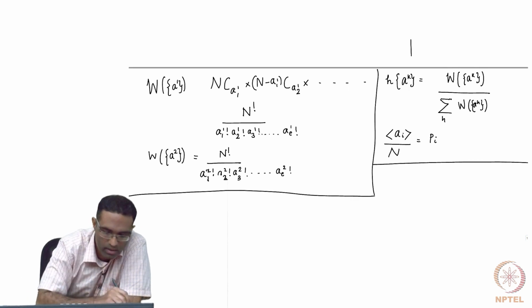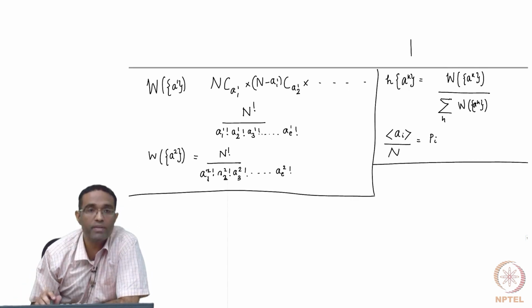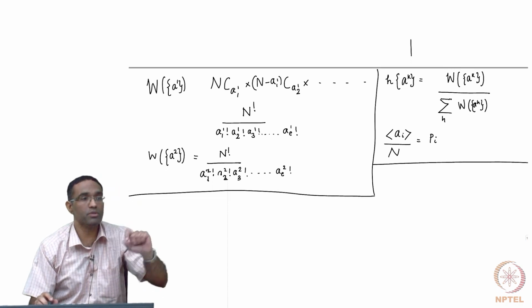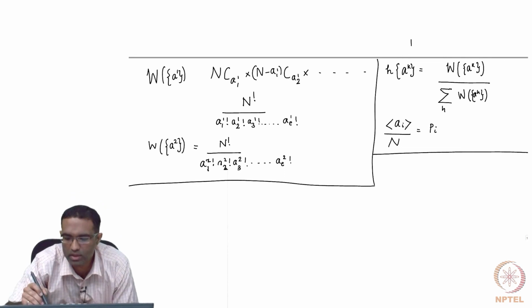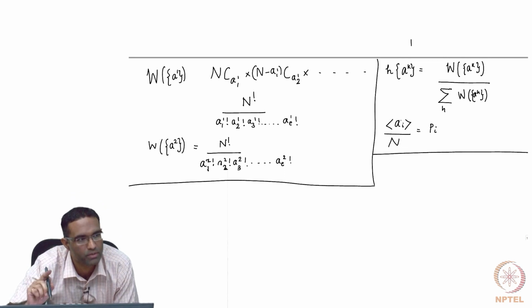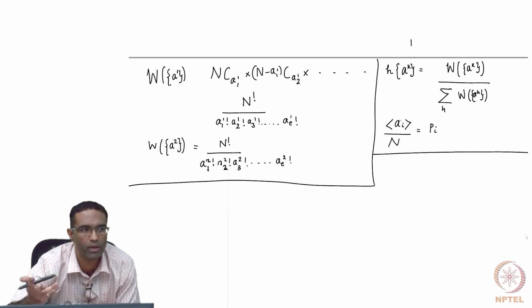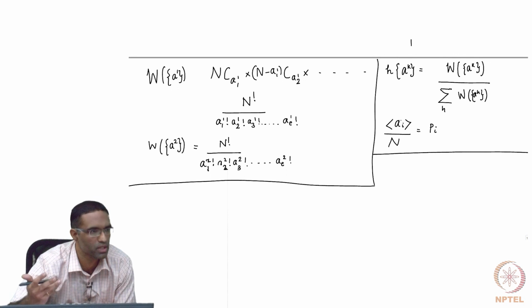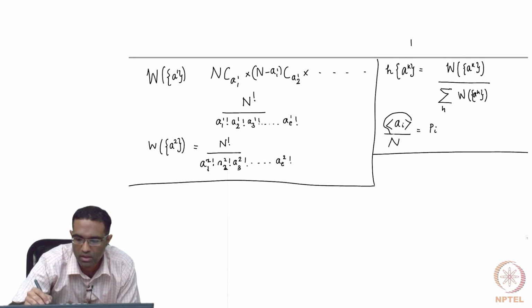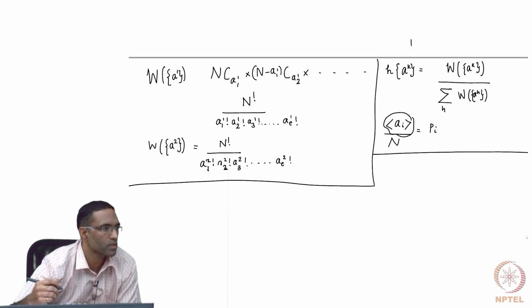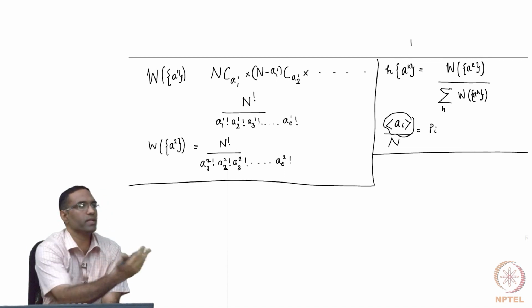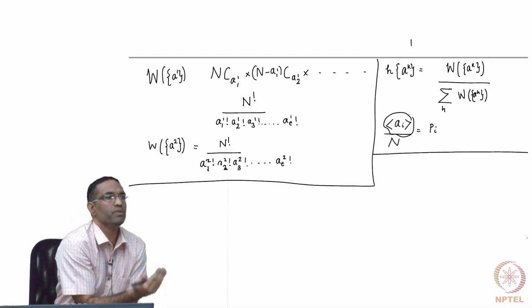If you want to elaborate a little on this, what is the average number of systems with energy E1? What is A suffix i? A suffix i is the average number of systems with energy Ei, right? If I divide it by the total number of systems present, then I find the probability that the system has energy Ei. Now my task is to find the average number of systems in energy Ei. How will I find that out? How will I find out, for example, the average number of systems with energy E1?